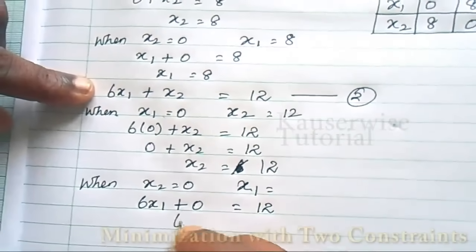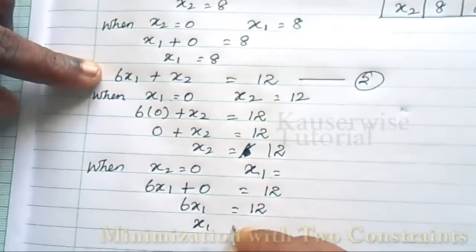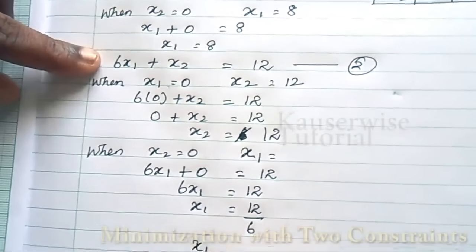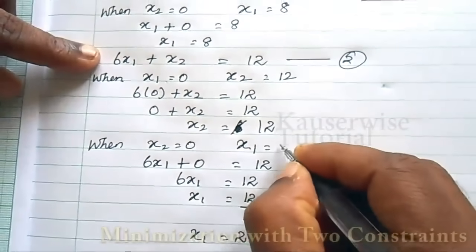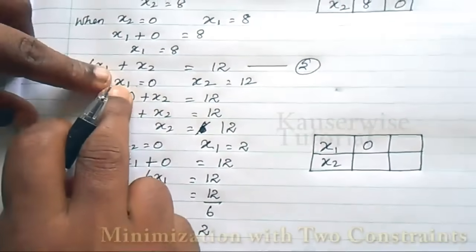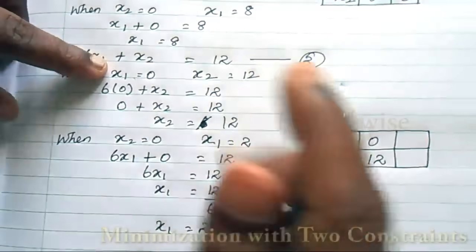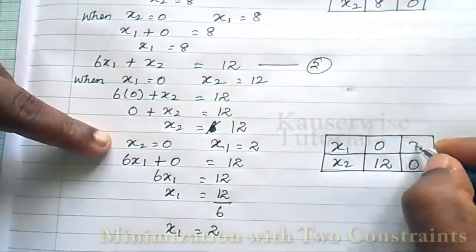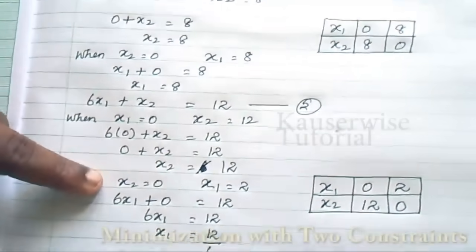So, 6x1 is equal to 12. x1 is equal to 12 divided by 6. So, x1 is equal to 2. When x1 is 0, x2 is 12. The same way, when x2 is 0, x1 is 2. So, we have got two points, and with this you can draw a line.